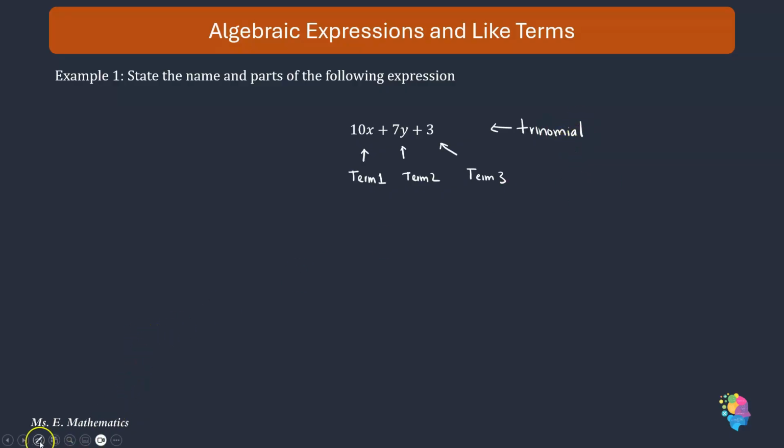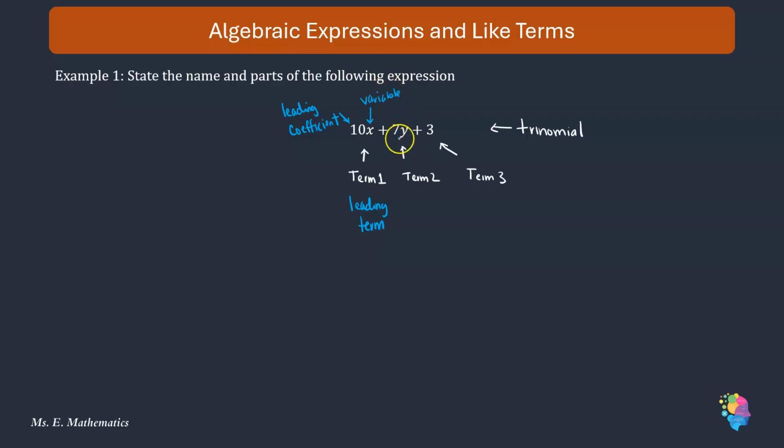Let's now name the parts of this algebraic expression. The 10x, because it's the first one in the expression, is called a leading term. 10 is the leading coefficient. Remember, a coefficient is a number. And the x is just a variable. Remember, a variable is a letter.